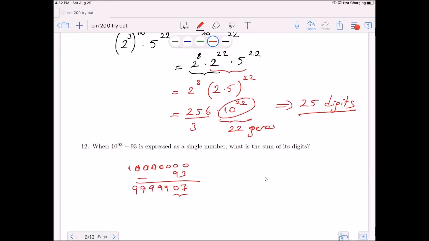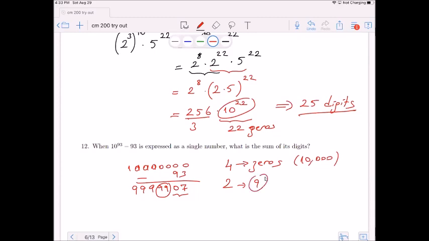One difference: I did 4 zeros at the beginning, sorry about that. So at the beginning, I did 4 zeros and I get 2 nines. With 4 zeros, if it is 10,000, I get 2 nines, and then 07.